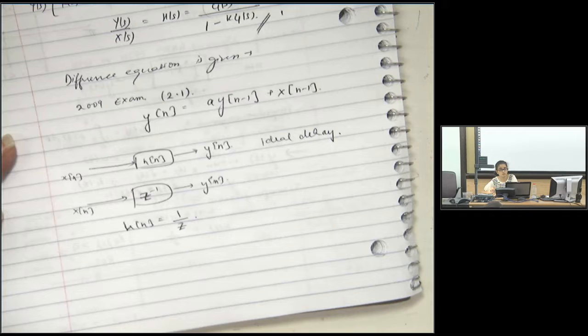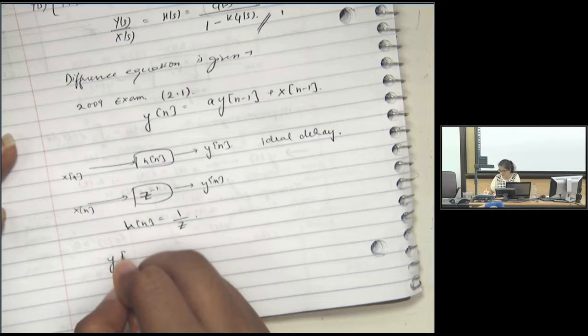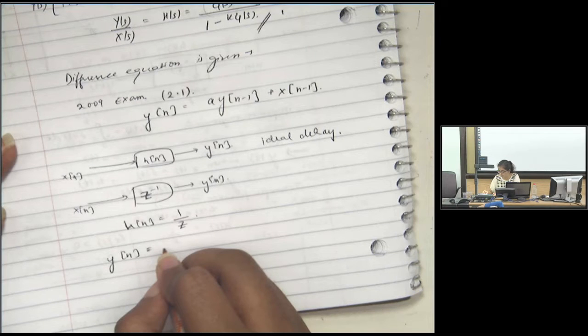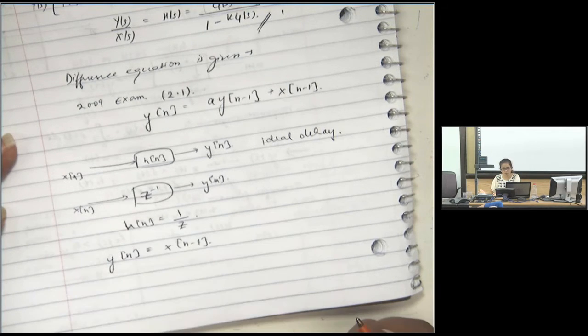Like, how that looks, I mean, the ideal delay. So let's do this. How does it look in this picture? Exactly. So y of n will be nothing but x of n minus 1.